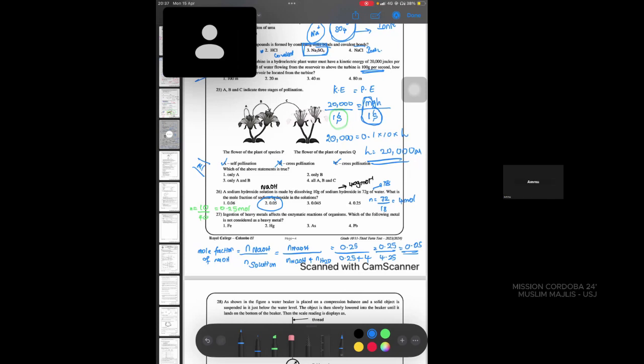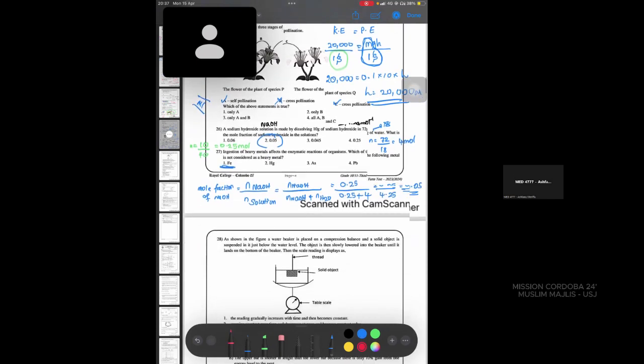Yes, sir. Ingestion of heavy metals affects the enzymatic reactions of organisms. Which of the following is a heavy metal? Heavy metals are metals that have a very high molecular mass. So for now, you all know that mercury, arsenic, and lead are heavy metals. All three are heavy metals. So which of the following is not a heavy metal? Iron. Okay. Right.